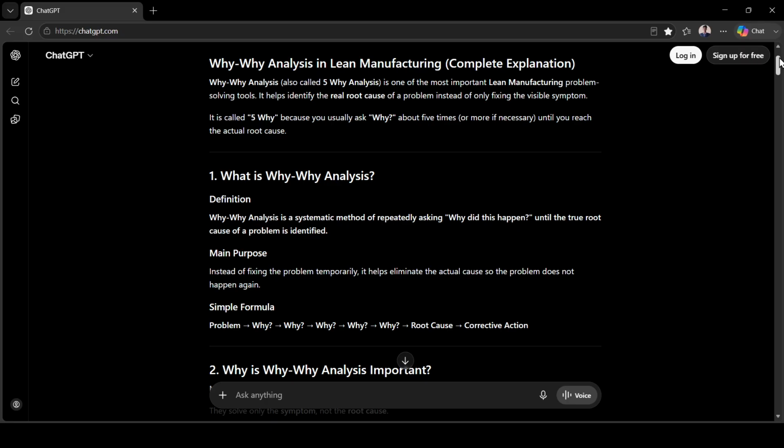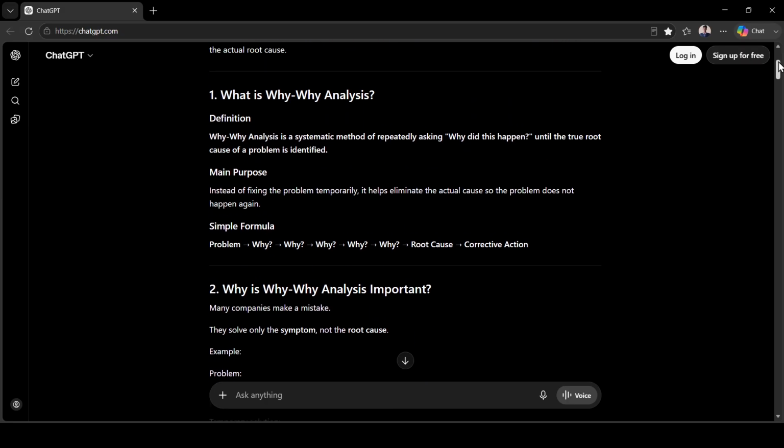So what is why analysis? Why analysis is a systematic method of repeatedly asking why did this happen until the true root cause of a problem is identified. The main purpose: instead of fixing the problem temporarily, it helps to eliminate the actual root cause, so the problem does not happen again. In simple formula: problem, why, why, then root cause, then corrective action.